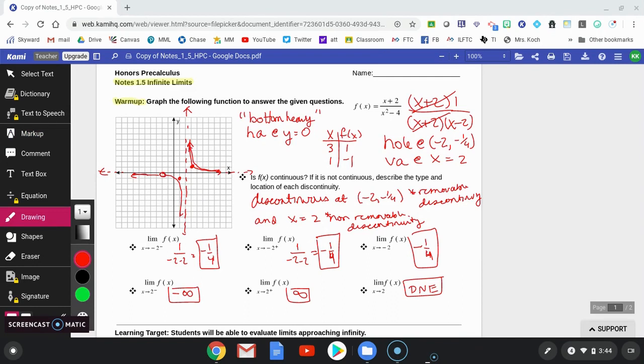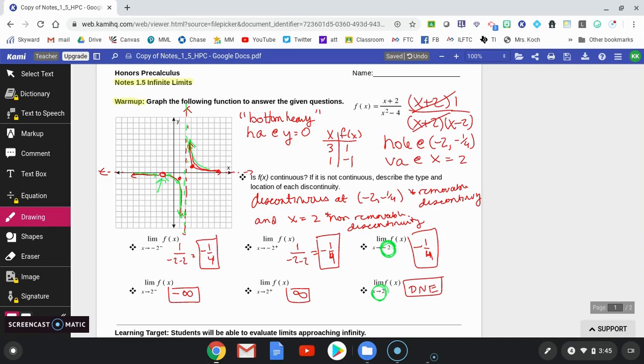When I described the discontinuity, I said it's discontinuous right here at this hole that I had graphed, and it's also discontinuous, of course, at that vertical asymptote. As I was calculating my limits, I noticed that the limit at -2 is actually -1/4, because from the left and from the right we're approaching -1/4. But the limit at +2 does not exist, because from the left we were approaching -infinity and from the right we were approaching +infinity.